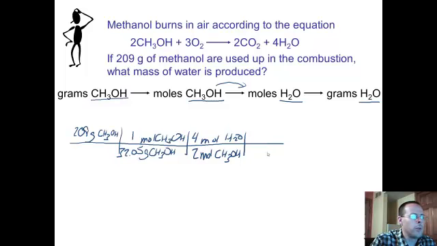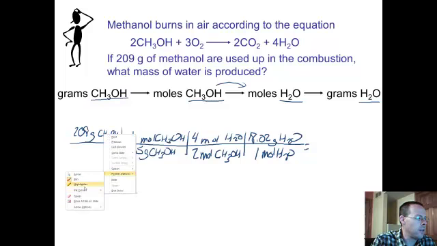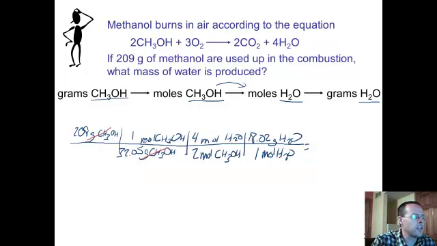Alright, but we don't want moles, we want mass. So we're going to do moles of water in the denominator. And we're going to do grams of water in the numerator. And again, it is molar mass, and it's always 1 mole, and in this case weighs approximately 18.02 grams. So if we look at units, we see that grams of methanol cancels because it's in the numerator and the denominator. We see moles of methanol cancels. We see moles of water cancel. So we are left with grams of water, which is what the problem is asking for.